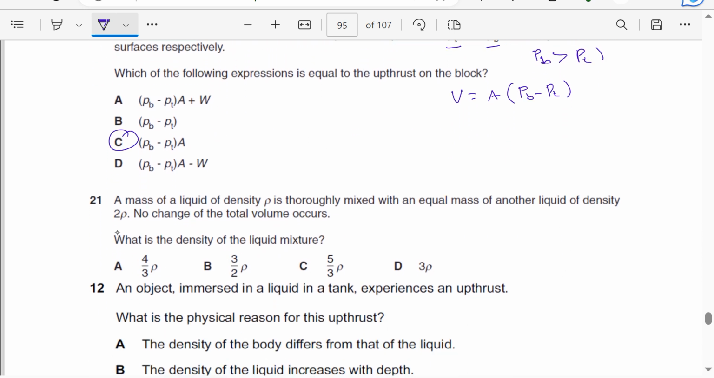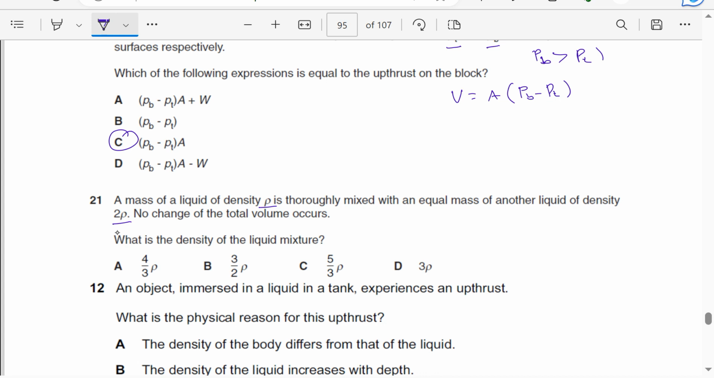A mass of a liquid of density ρ is thoroughly mixed with an equal mass of another liquid of density twice ρ. So we have density ρ and twice ρ. No change of the total volume occurs. What is the density of the liquid mixture?